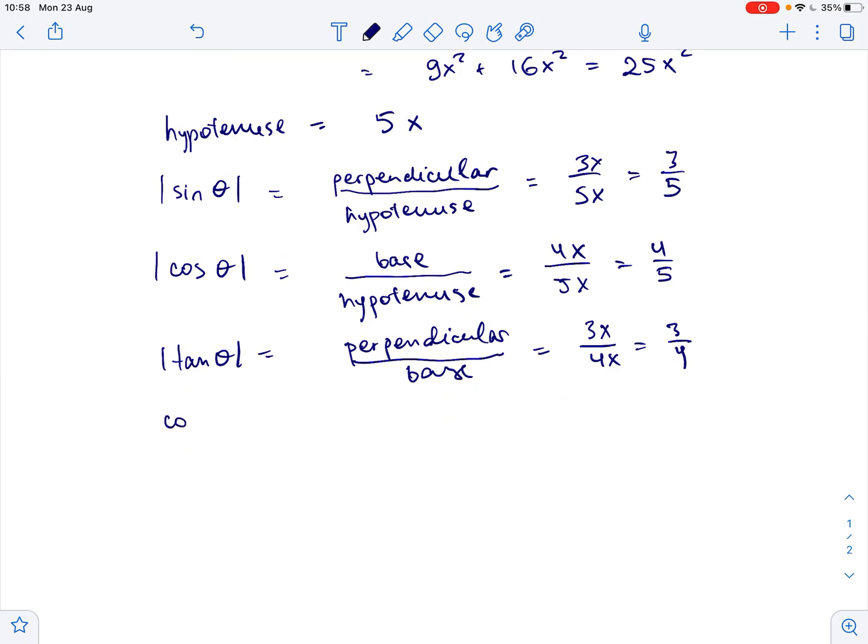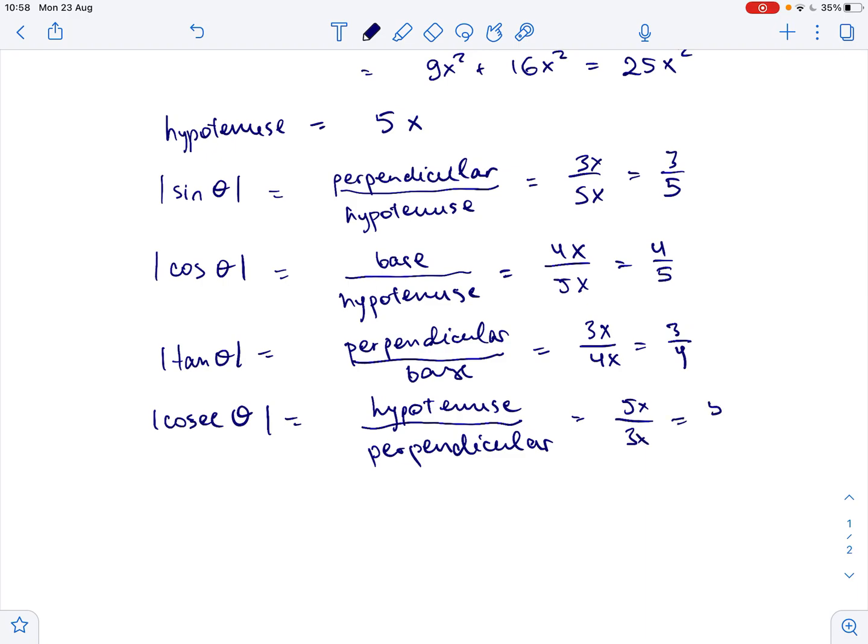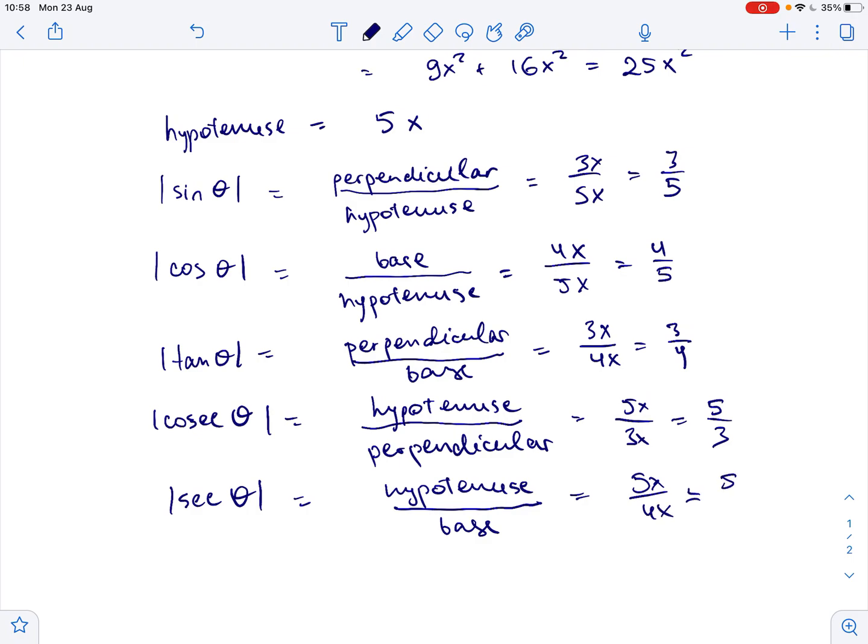And cosecant of theta equals hypotenuse over perpendicular, so it equals 5x over 3x, and this is 5/3. And finally, secant of theta equals hypotenuse over base, and this is 5x over 4x, so this is 5/4.